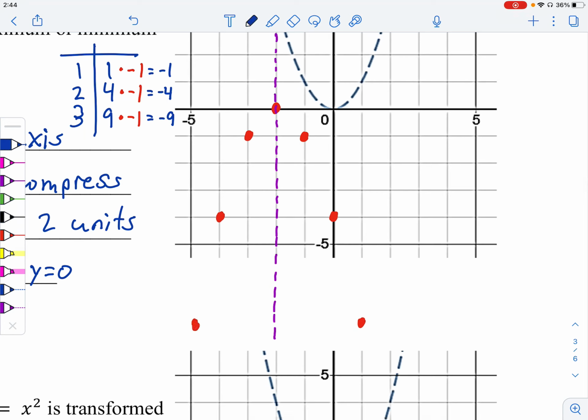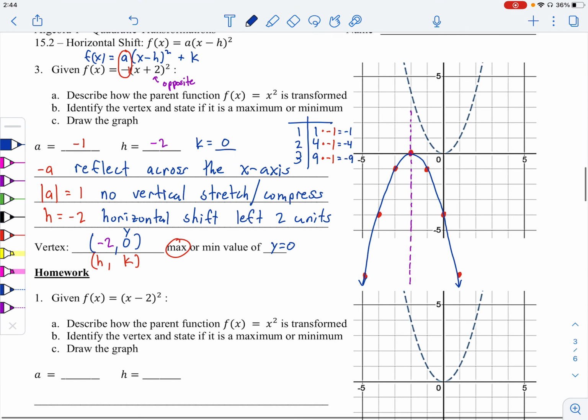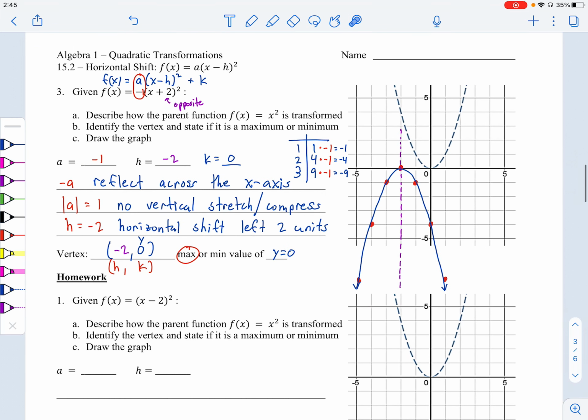So now we have a U-shaped graph, which is a parabola. Graph that. There. So it looks like that. Right. So it reflected across the x-axis, and that's facing down. It has a highest point, so that's our maximum. Our vertex is -2, 0. It does no vertical stretch or compress because we multiplied by a 1, absolute value 1. h equals -2, so horizontal shift left 2 units. Okay, this is this one. Next time we're going to add one more line of information. Good luck.